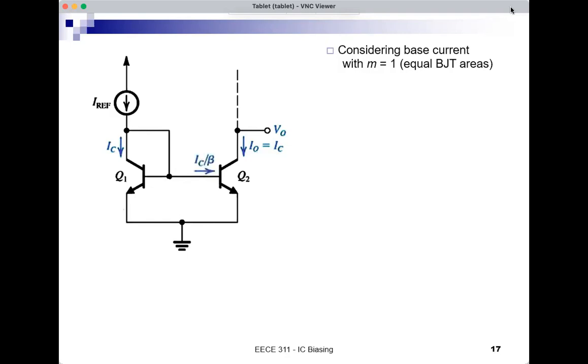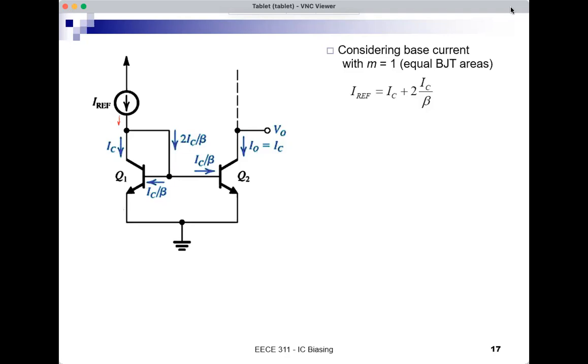If the BJT is active, IC and IB are related by IC equals beta IB. So IB is IC over beta for Q2, and same for Q1. They will have the same IC if they have equal areas and same VBE, and they're matched. They will have the same IC, and therefore they will also have the same IB, IC over beta. So the current flowing down and the short circuit between collector and base of Q1 would be IC over beta plus IC over beta. So that's 2 IC over beta. And then if I do a KCL at the collector here, I get IREF equal IC plus 2 IC over beta.